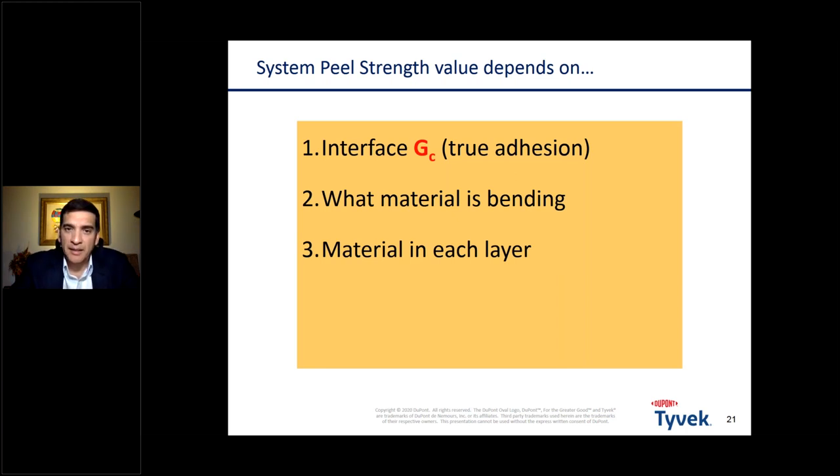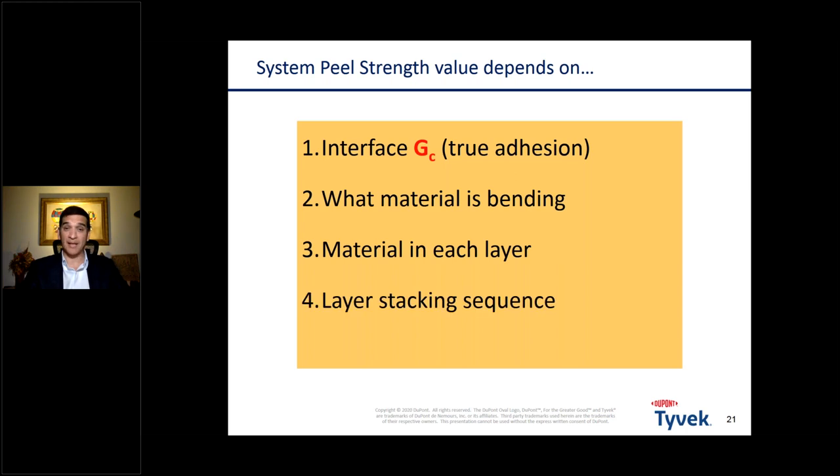Then the material in each layer is important. Let's say we have a five-layer material, and all five layers have the exact same thicknesses, but one has a nylon core and the other, let's say, has a polypropylene core. Not a very common structure, but just for an example. The difference in stiffness between the two materials and their interactions with the other layers means we will get a different seal strength just by changing the material in the layer. So it's not just the surface that gives you a difference. It's also the rest of the film.